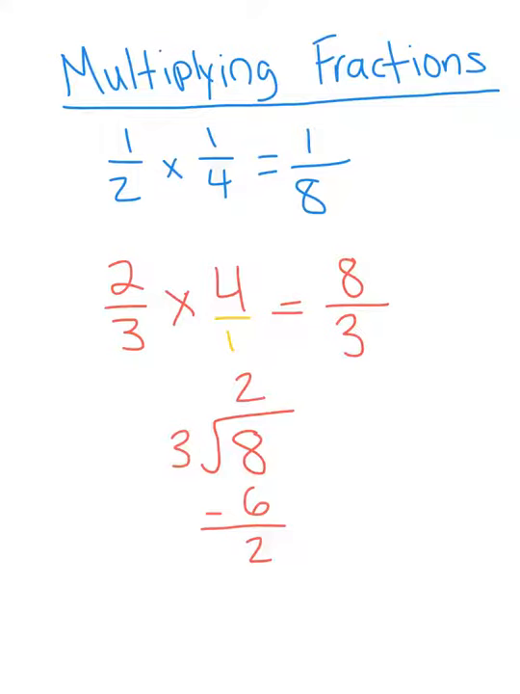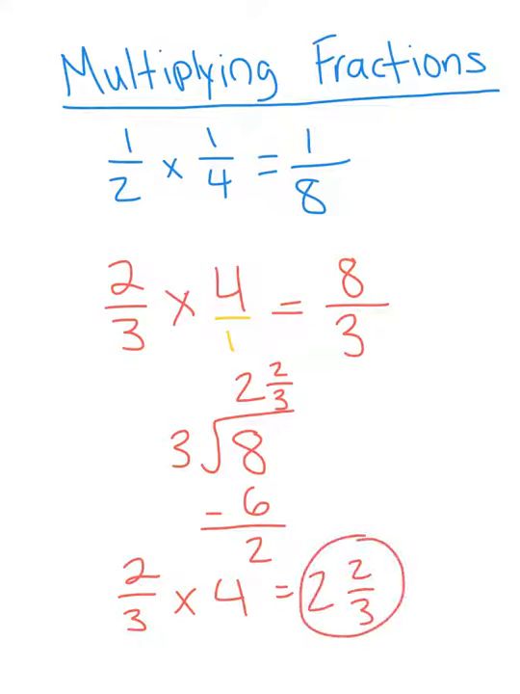So our remainder will be 2, and then I'll have 2/3. And this 2/3 comes from this remainder of 2 of my thirds. So my answer for 2/3 times 4, I'll rewrite it down here, is equal to 2 and 2/3. And that is my simplified form.